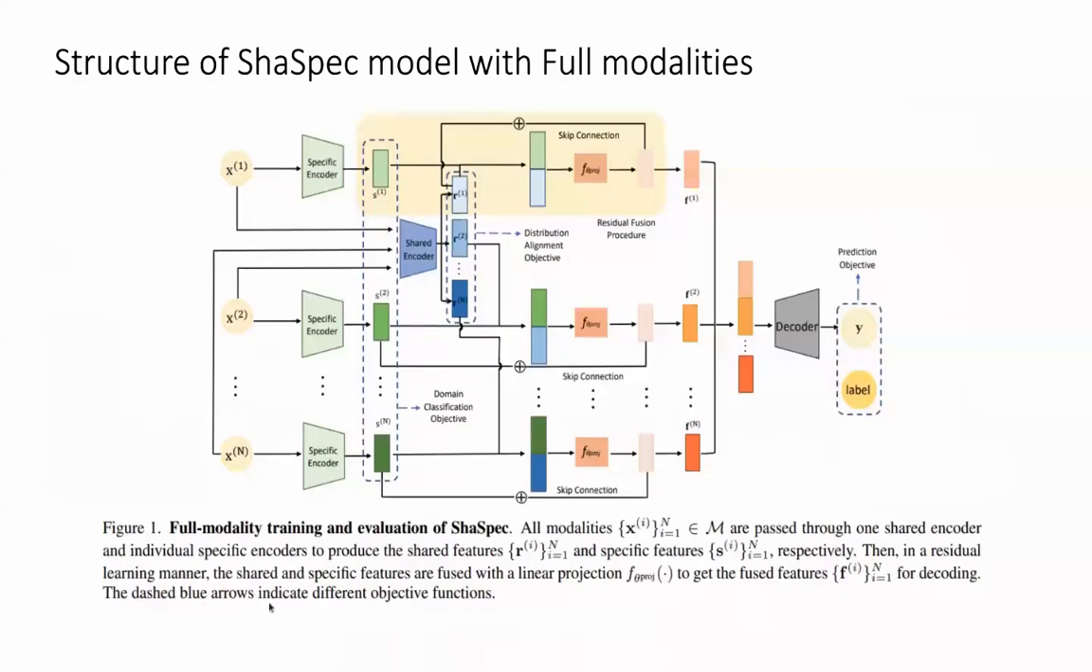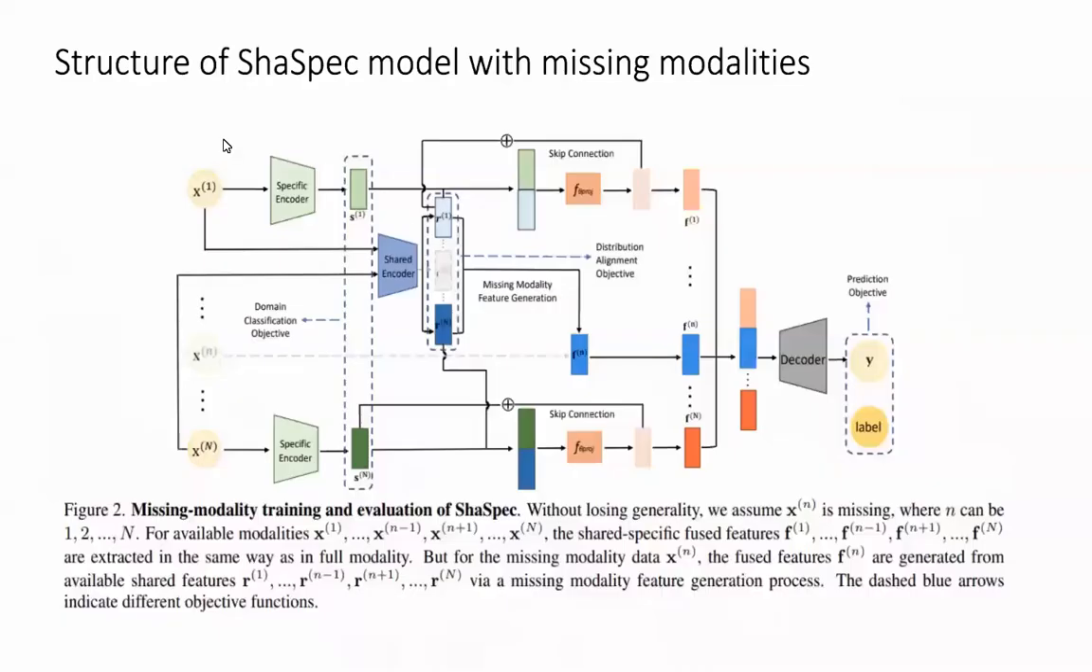The dashed blue arrows indicate different objective functions. We have a domain classification objective to constrain the specific features to only care about the information that is modality specific. And we have a distribution alignment objective to constrain the shared features of each modality to be close to each other.